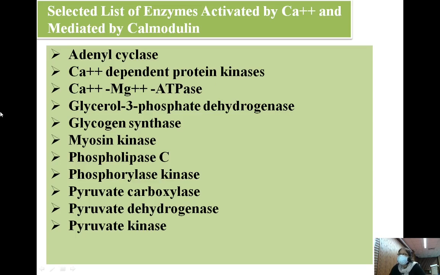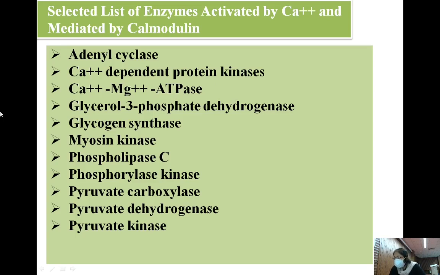Now, a selected list of enzymes activated by calcium and mediated by calmodulin, the calcium calmodulin complex via the protein kinase. Adenyl cyclase, calcium dependent protein kinases. This one you have to remember. Adenyl cyclase, calcium dependent protein kinases, calcium magnesium ATPase, glycerol 3-phosphate dehydrogenase, glycogen synthase.